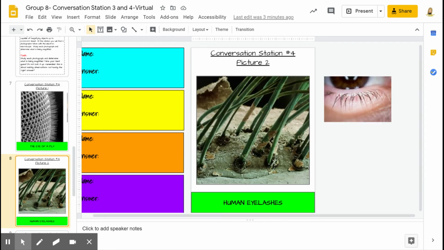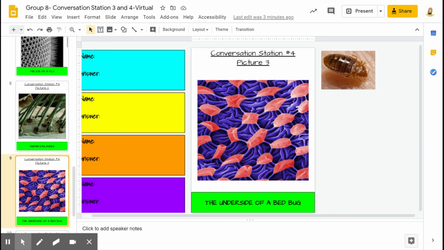The second picture is human eyelashes. A lot of people were confused by the green color, but that just happens when you're magnifying something so much. It's a million times closer than you would normally see. And you can see the flakes of dead skin around it. Yes, I know it's gross.